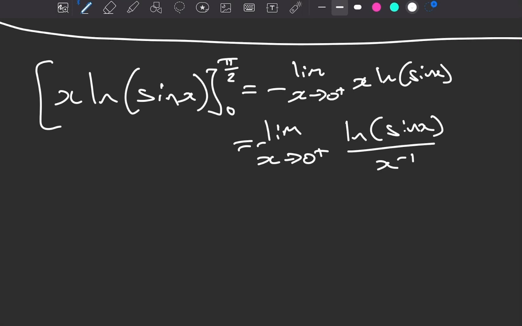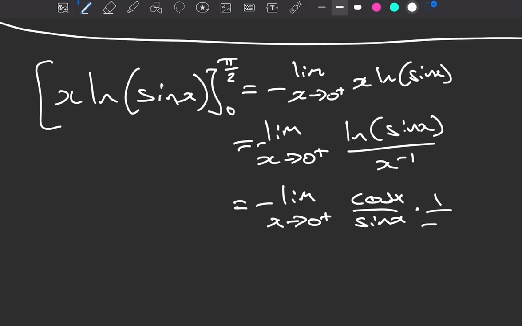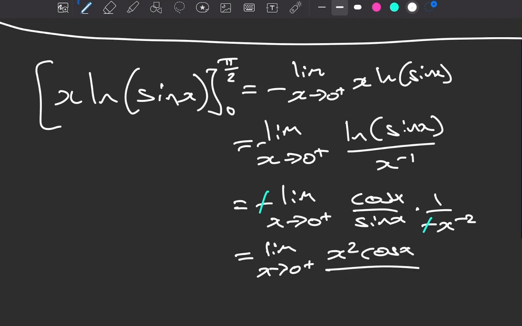And now if we use L'Hopital's rule and differentiate this, we can see that it's equal to, again we have the negative, limit x goes to 0 from the positive side of the differential of the natural log of sine, which is cos on sine, multiplied by 1 on the differential of x to the power minus 1. So minus x to the minus 2. These minuses cancel off, and we can actually bring our x to the minus 2 to the top. So what we've got now, again the limit as x goes to 0 from the positive side of x squared cos x over sine x.